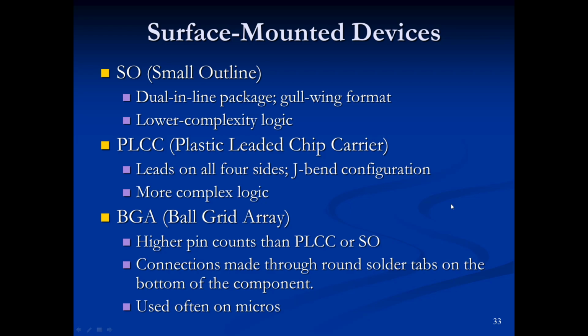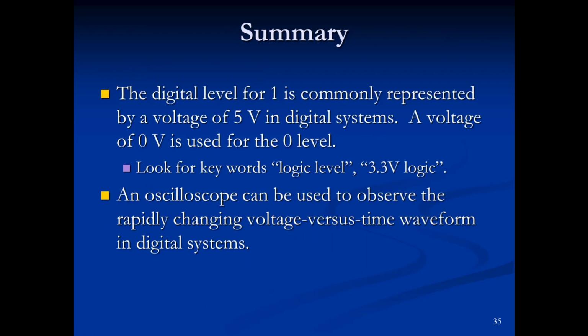Then the BGAs finally have the highest pin counts, higher than the other two, and connections for that are made through little round solder tabs on the bottom, and they're arranged in that grid format. And often these are used for microcontrollers, microprocessors, because of just the density of pins. Things that require a lot of different pins, like CPUs and stuff like that, tend to use BGAs or some sort of grid array to save space with all those pins that they have.